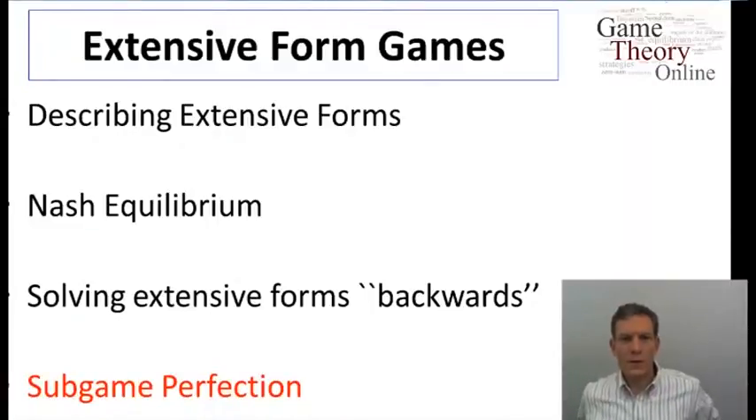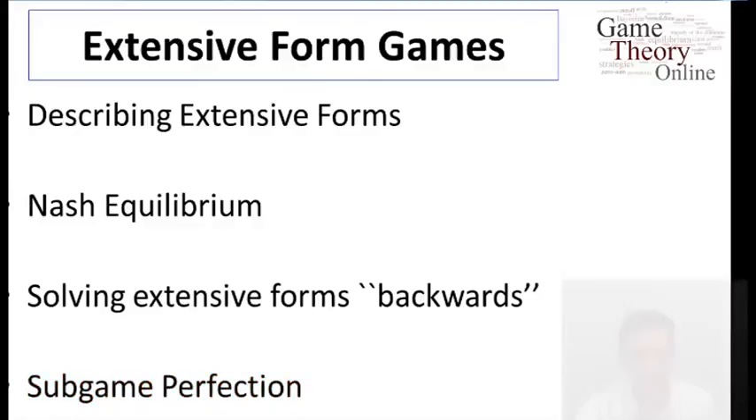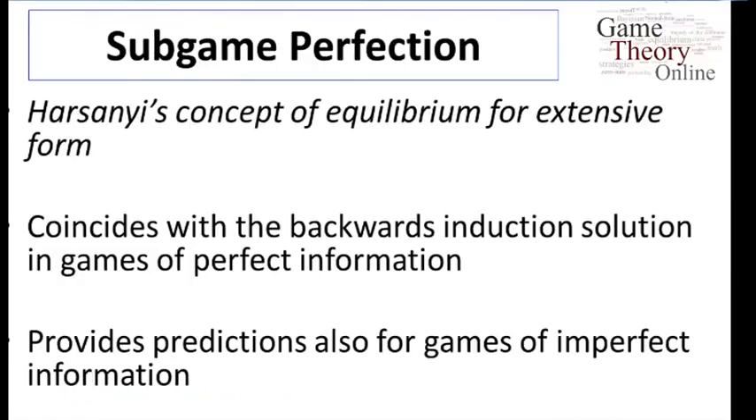Okay, so in terms of our extensive forms, we've talked about Nash equilibrium, we've talked about solving games backwards, and now let's talk about subgame perfect equilibrium. Subgame perfection was a concept that was defined by John Harsanyi, and it gives us a way of solving extensive form games. In particular, it's going to coincide with the backward induction solution in games of perfect information, but it's also going to provide for predictions outside of that, and we'll get to that later in the course.